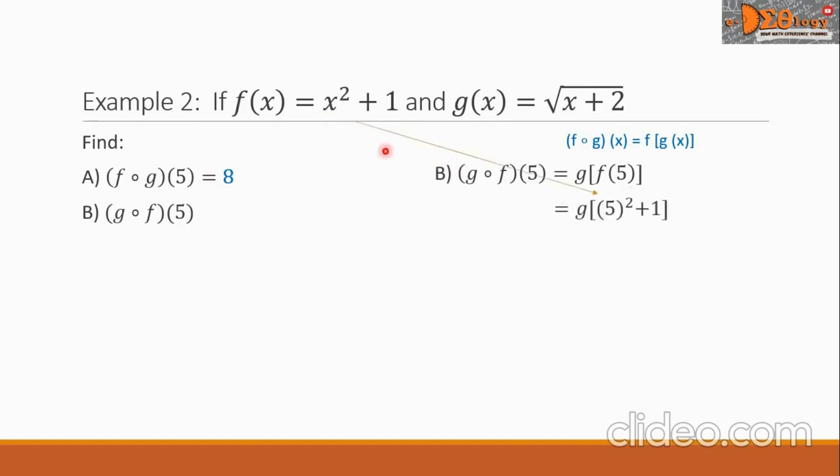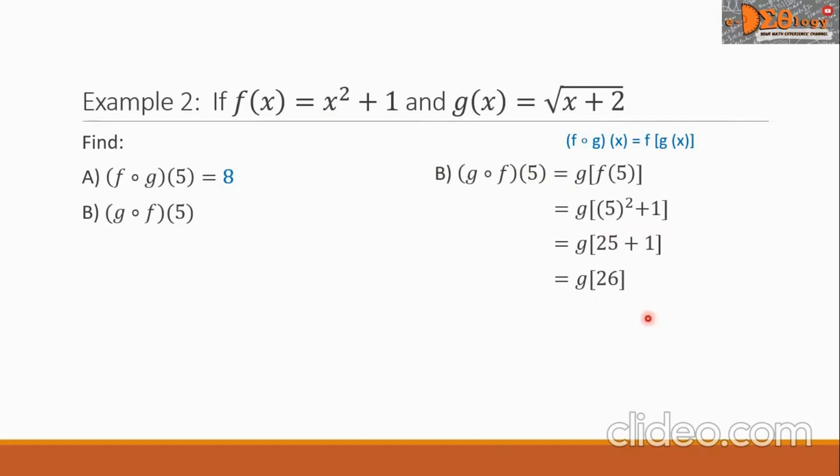So we have now the x squared plus 1 becomes 5 squared plus 1. And then we will simplify. The 5 squared is 25, and plus 1, we have now the g of 26.